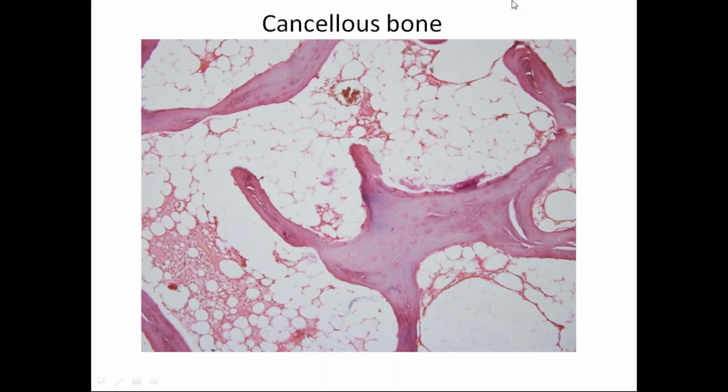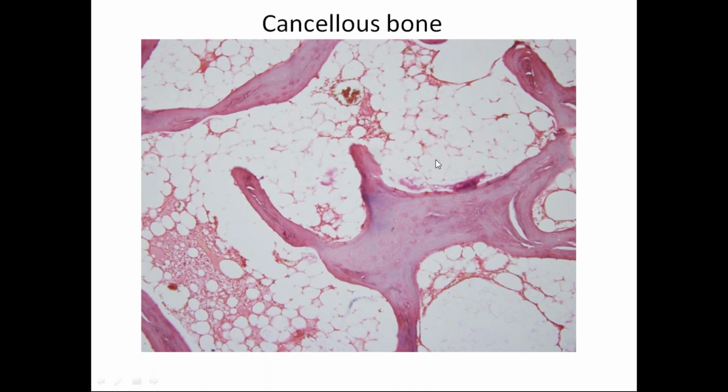This is a cancellous bone. A cancellous bone has thin spicules and trabeculae. And here also, if you see, the osteocytes are present in the lacunae, and they also form a lamellar arrangement. In between the trabeculae, there is marrow space which has fat and hematopoietic tissue.